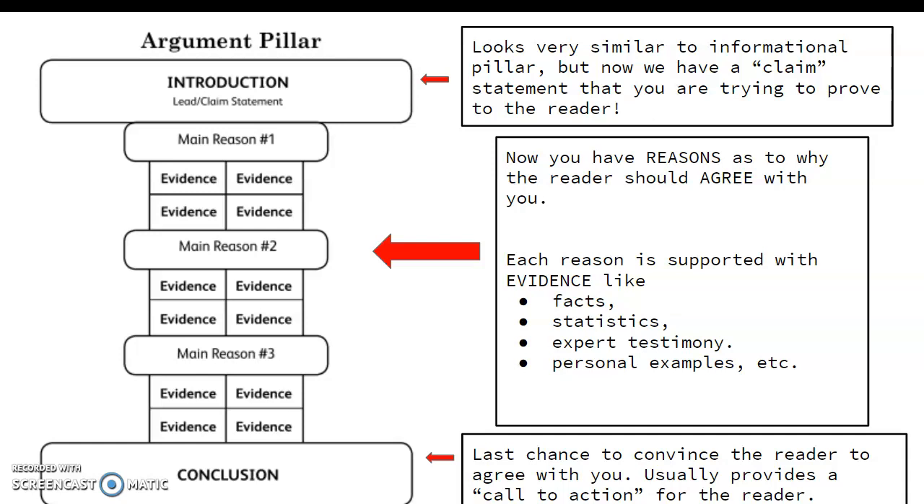Change your mind. Okay? And so, just like the informational pillar, everything is supported by something else. So every reason is supported by evidence. Reason number 1 is supported by evidence. Reason number 2 is supported by evidence. Reason number 3 is supported by evidence. Just like with the informational pillar, it depends on what exactly you're trying to get them to prove, what you're trying to get them to believe. You might have one reason. You might have 10 reasons. It just depends on how big of a topic you're trying to attack.